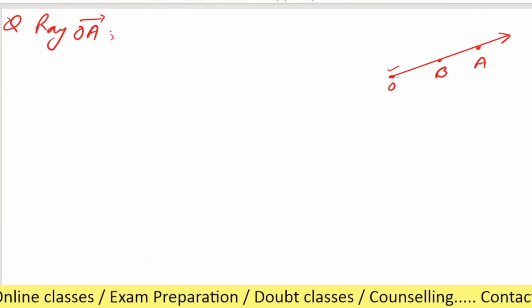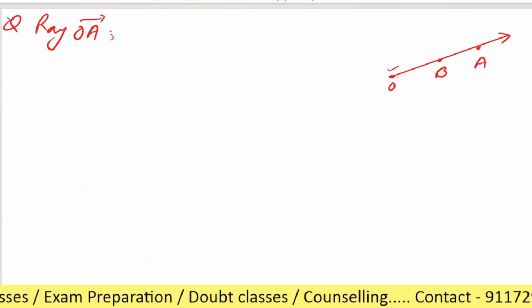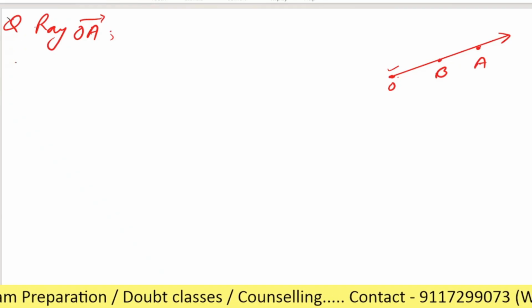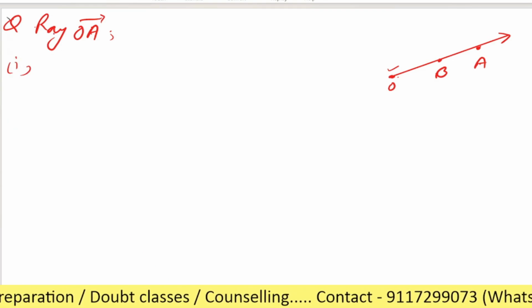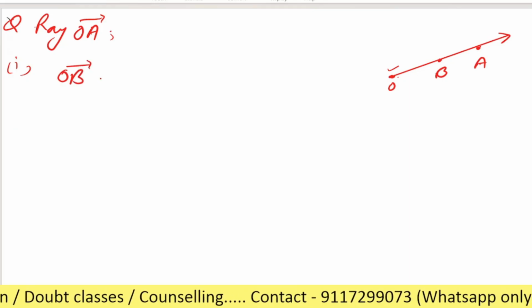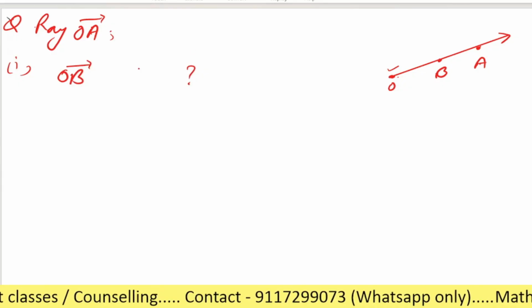So it starts at O and passes through the point A. It also passes through the point B, as you can see here, right? So the first question says, can we also name it as OB? Can we also name it as OB? And why? You have to explain it.